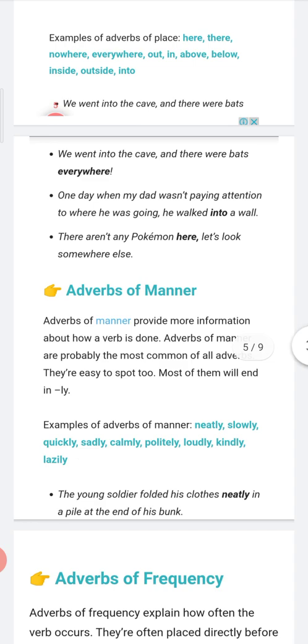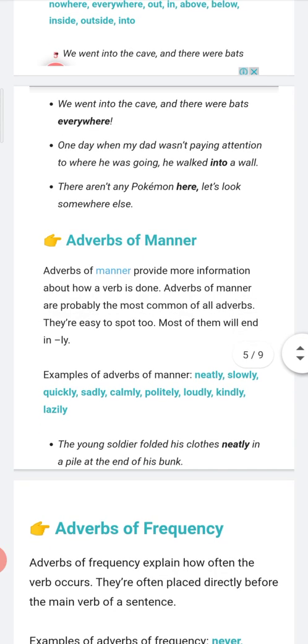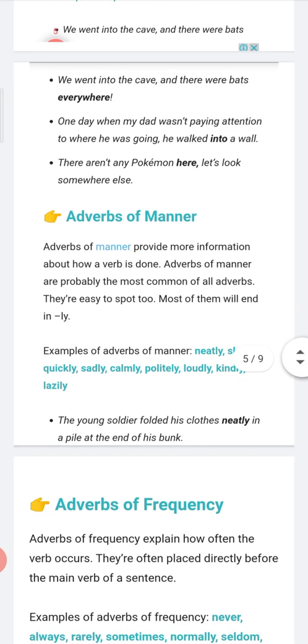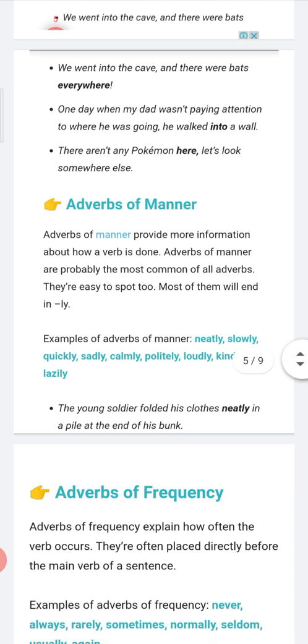Then let's talk about adverb of manner. An adverb of manner provides more information about how a verb is done. Adverbs of manner are probably the most common of all adverbs. They are easy to spot. Most of them end in ly. So they are very easy to make out. You can usually find them if you get the answer to the question how. Examples of adverb of manner: neatly, slowly, quickly, sadly, calmly, politely, loudly, kindly, lazily.